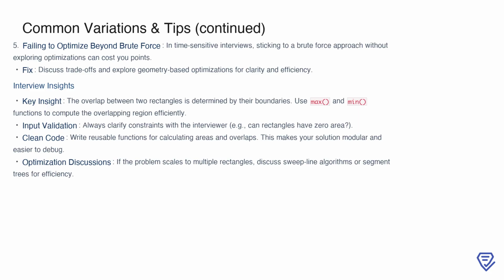During an interview, it's also important to clarify the problem constraints with your interviewer. For example, can rectangles have zero area? Are all inputs guaranteed to be valid? These questions help eliminate ambiguity and show that you're thorough. Writing clean, modular code is another important practice. By creating reusable functions to calculate areas and overlaps, you make your solution easier to debug and adapt if the requirements change.